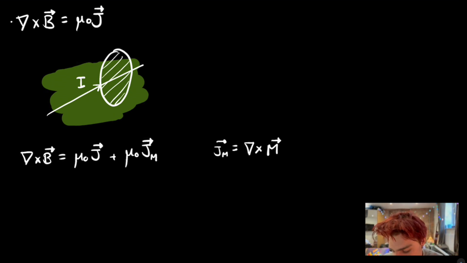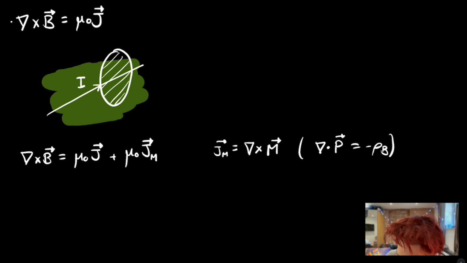And you actually define Jm as being equal to the curl of the magnetization vector right here. So if you have a magnetization and you take the curl of it, then you get the currents that arise as a result of the atoms having an intrinsic dipole moment. And this is very similar to how if you were to take the divergence of the polarization vector, you actually get the bound charge, or minus the bound charge in a dielectric right here. So let's go ahead and substitute that into this equation right here.